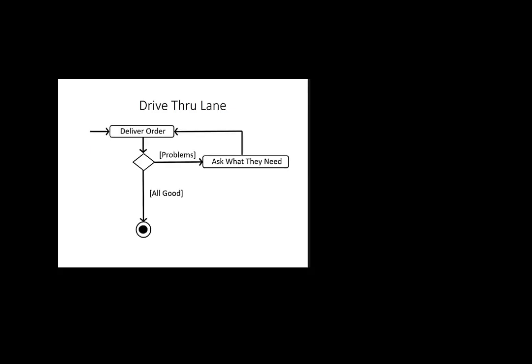That decision point would be something that would come in like this. It's just a diagram. It's like I deliver the order, they hit a decision point, and then, were there problems? Ask what they need, and then deliver the order again. No problems, go on. All good. So a very simple view of how we are interacting with the folks.